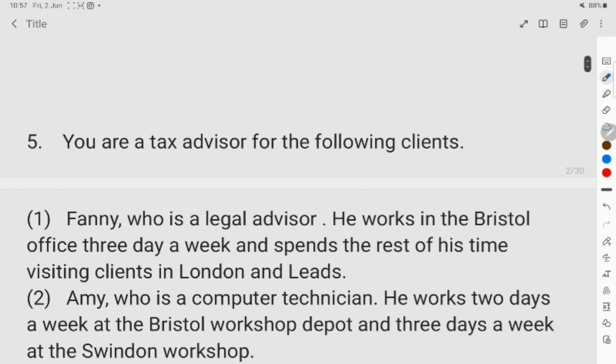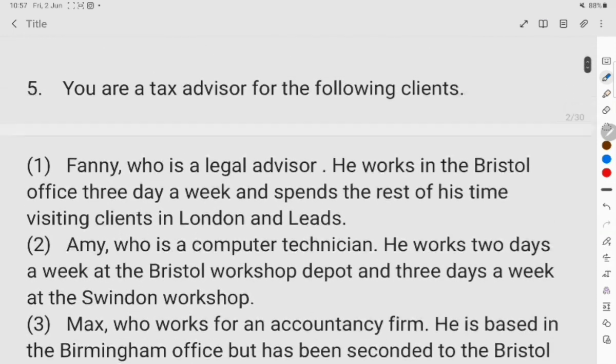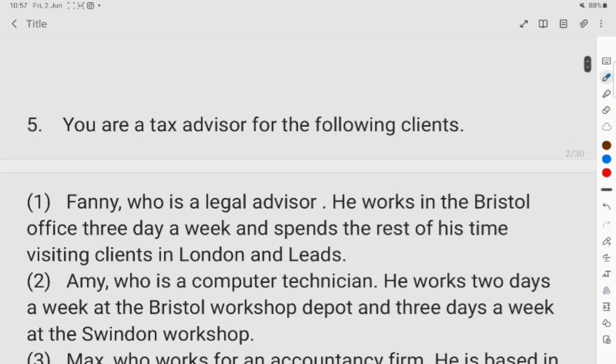Now the question is, you are a tax advisor for the following client, and which client can claim tax relief for travelling expenses between home and Bristol. Remember that now they are checking your knowledge about the permanent workplace and temporary workplace, because if a person travels from home to a temporary workplace, the tax relief is allowed, and if a person travels from home to a permanent workplace, the tax relief is not allowed.